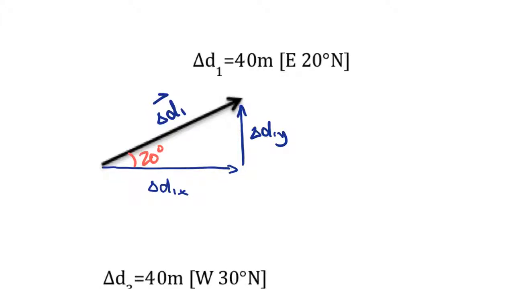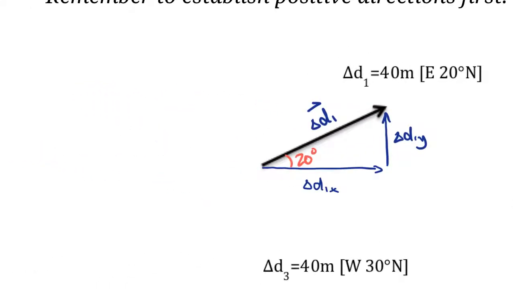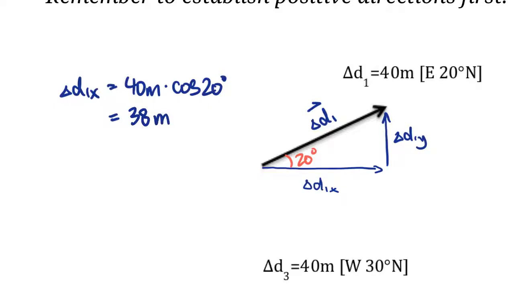So when we calculate the x and the y component, I'm going to do it off to the side here. Delta d1x is going to be the cosine, right? Because it's the adjacent side to that. So it's going to be basically 40 meters times cos 20 degrees, which comes out to 37.59. I'm going to round this to two significant figures just to keep the question simple. 38. So about 38 meters. That's our x component there.